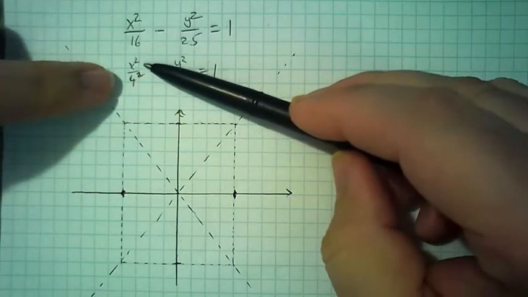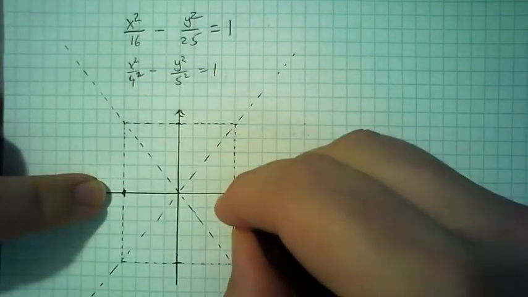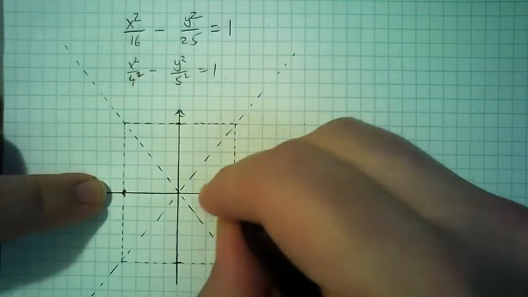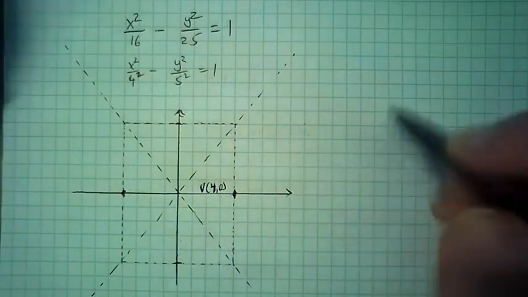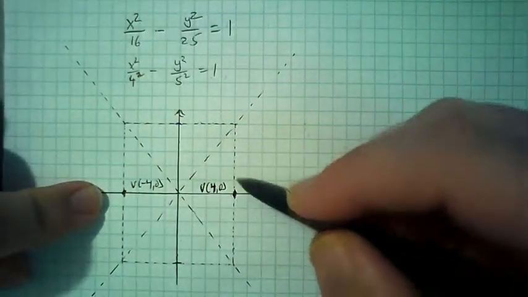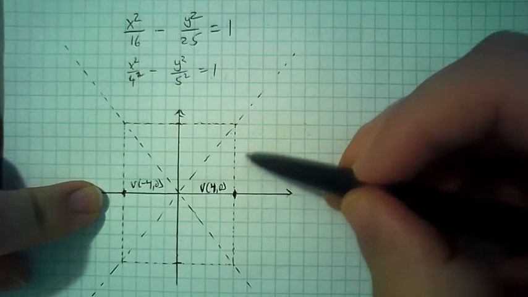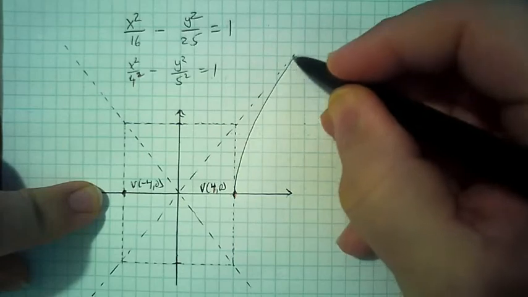Now, whichever one is positive, in this case the x is positive, so that's the direction we're going to go for our vertex, right here at 4, 0. It's the vertex, or one of the vertices. There's one on either side. And then we're going to come right from our vertex toward our asymptote. And it just does this.